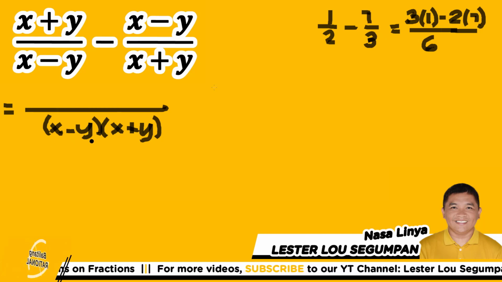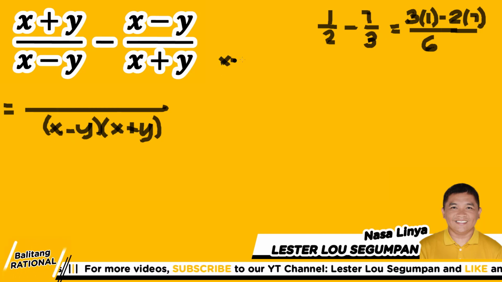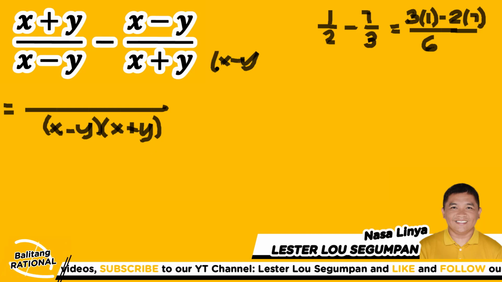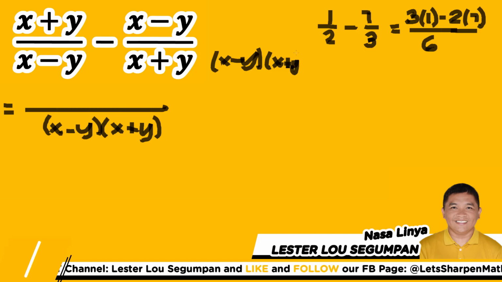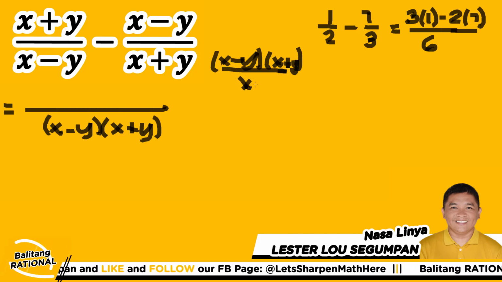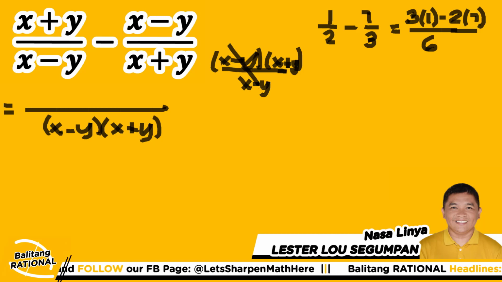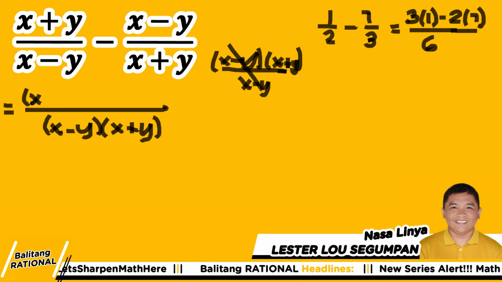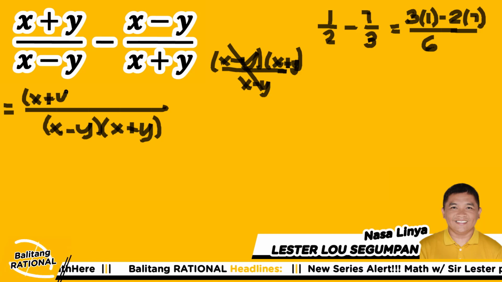So x minus y, so meron tayong x minus y times x plus y to be divided by our first denominator of x minus y. We can cancel this. The multiplier now is x plus y. This is our multiplier, x plus y.